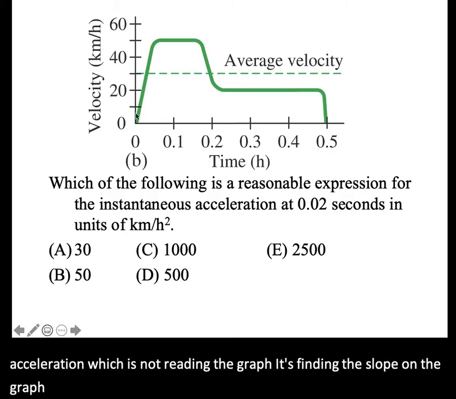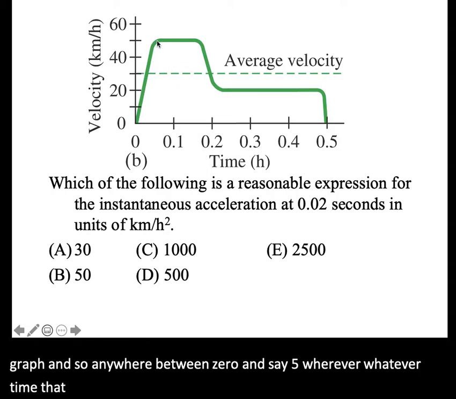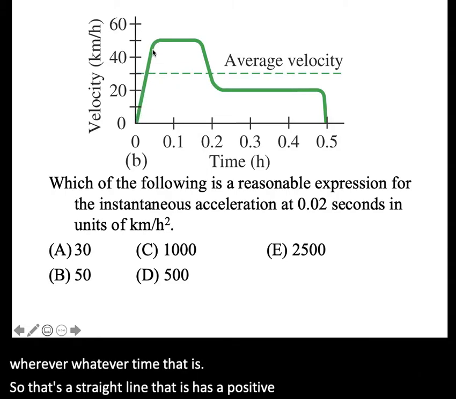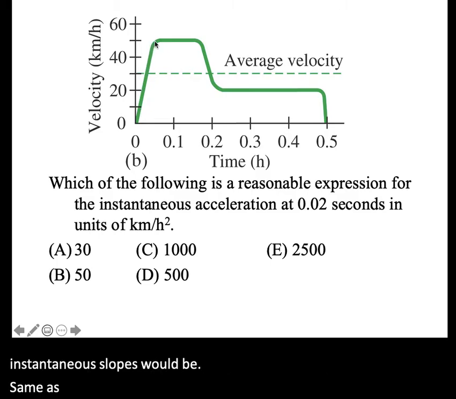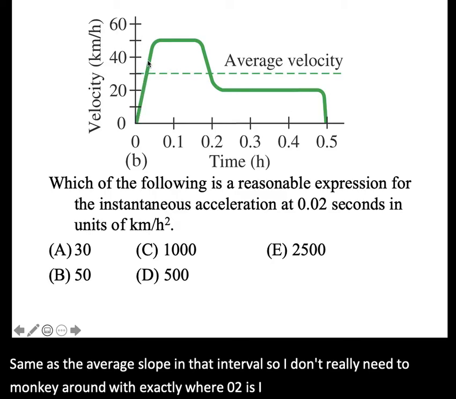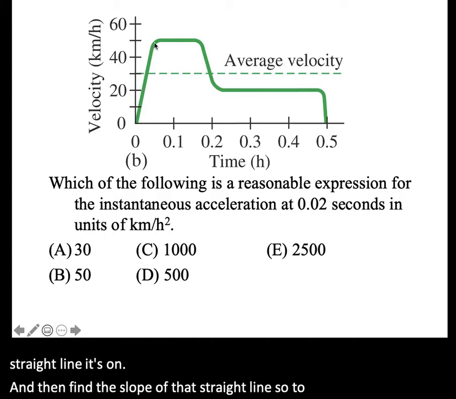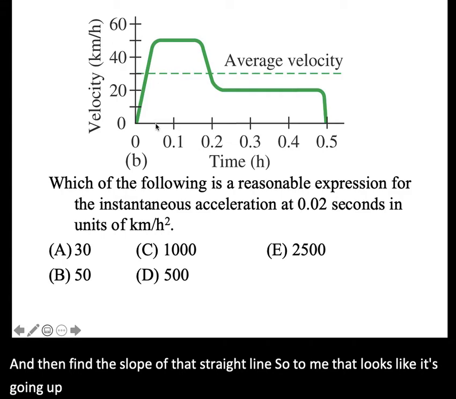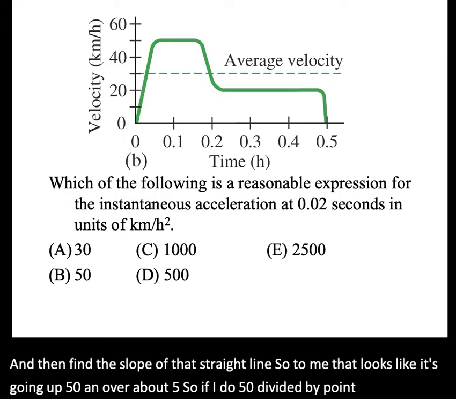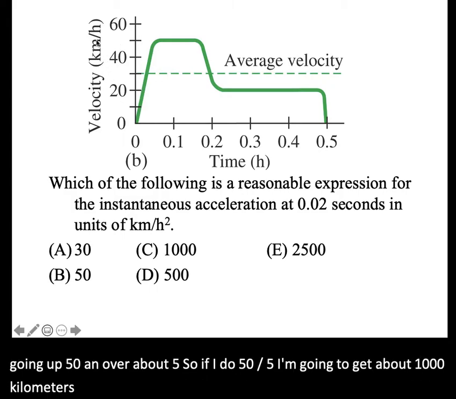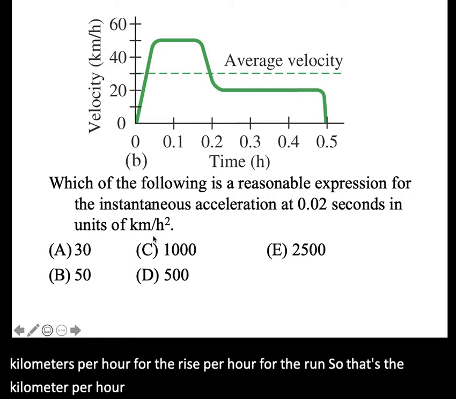And so anywhere between 0 and, say, 0.05, whatever time that is, that's a straight line that has a positive slope. All of those instantaneous slopes would be the same as the average slope in that interval. So I don't really need to monkey around with exactly where 0.02 is. I just need to identify what straight line it's on and then find the slope of that straight line. So to me, that looks like it's going up 50 and over about 0.05. So if I do 50 divided by 0.05, I'm going to get about 1,000 kilometers per hour for the rise, per hour for the run. So that's kilometers per hour squared. And I'm going to go with letter C.